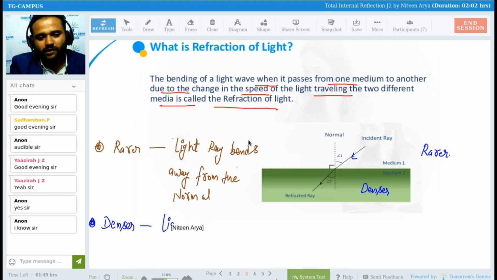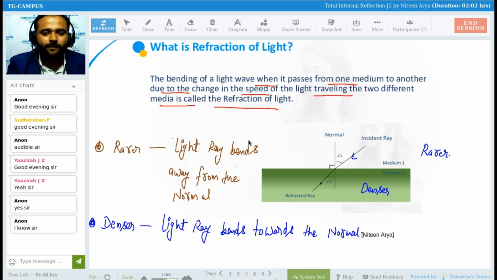In a denser medium, the incident light ray bends towards the normal. Let me write it down. As you can see, it is going to bend towards the normal. If it is going in the reverse way, from a denser medium to a rarer medium, it is going to bend away from the normal. In this particular scenario the bend of the light ray is towards the normal, but in the reverse case it is going to be far.